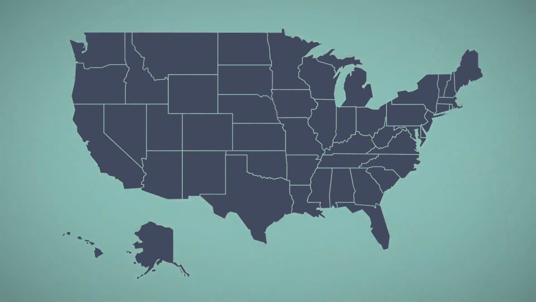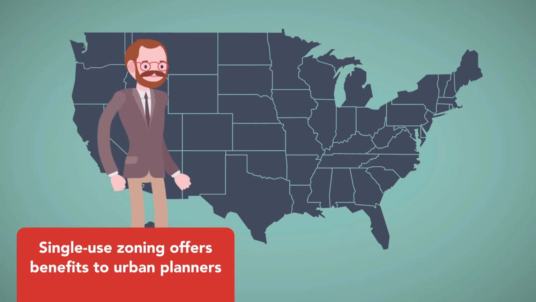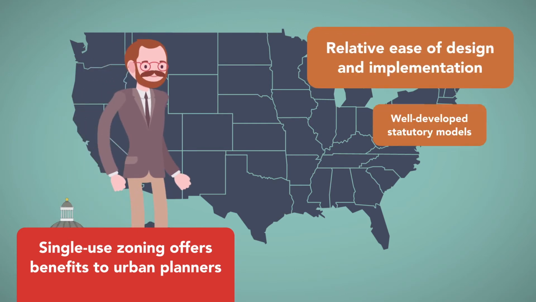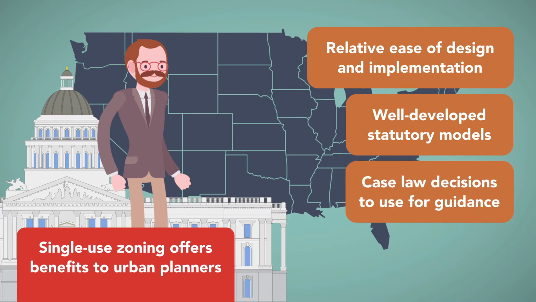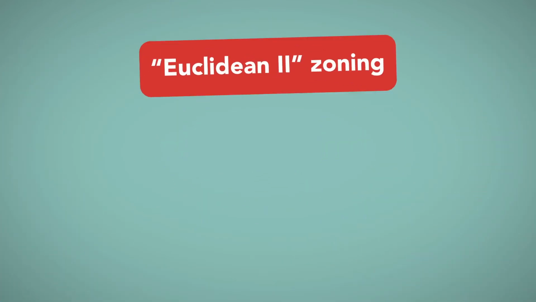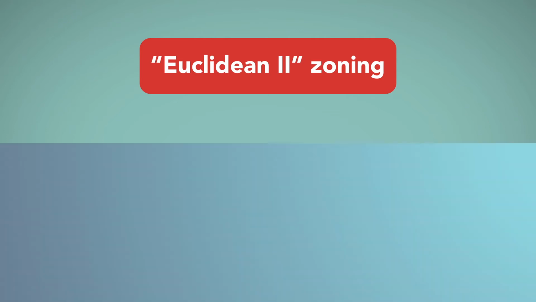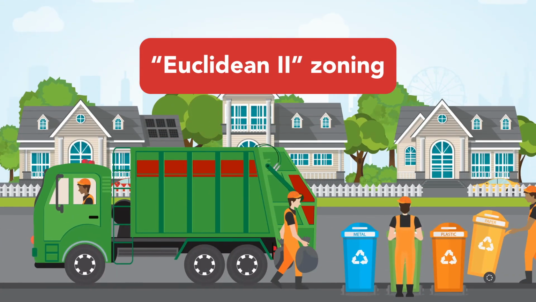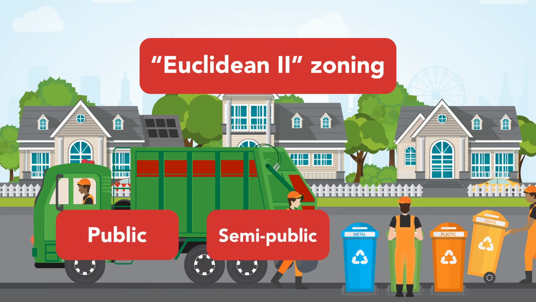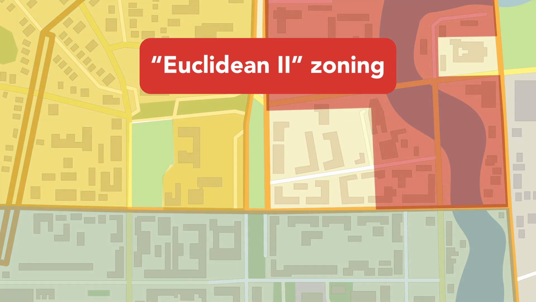As the oldest and most established zoning system in the United States, single-use zoning offers benefits to urban planners, including relative ease of design and implementation, well-developed statutory models and case law decisions to use for guidance when drafting zone ordinances, and its familiarity among most urban planners. A variation of single-use zoning is Euclidean II zoning. Although this zoning method is based on the same types of zones as single-use, it adds some additional zone types, such as transportation and utilities, and categorizes zones into the categories of public, semi-public, and private. Another characteristic of Euclidean II zoning is its more liberal use of mixed zoning.